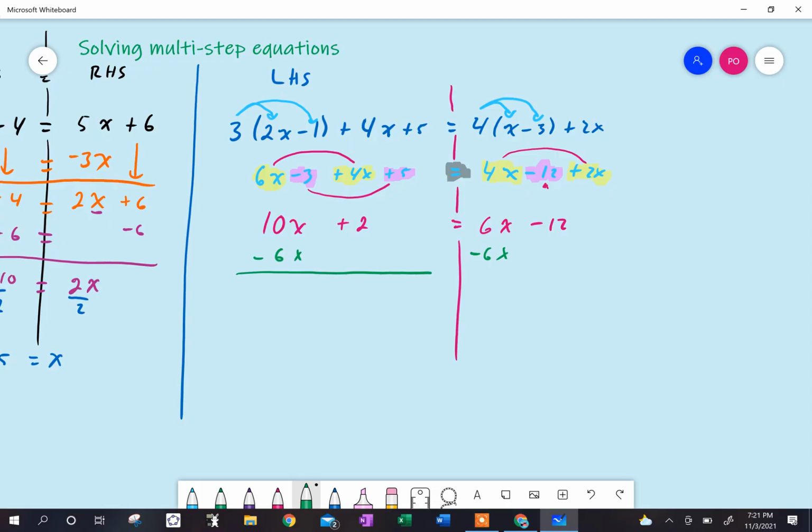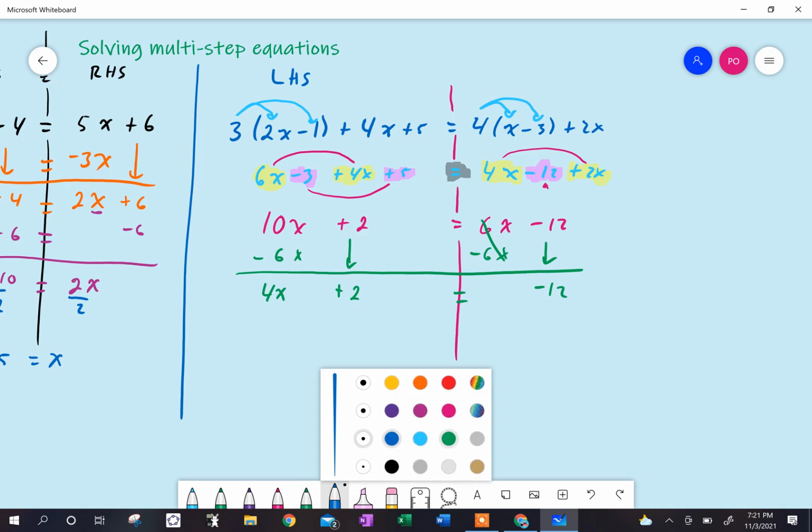You don't have to, by the way. I want to make that perfectly clear. You don't have to. The reason why I do is because 10x minus 6x is a 4x, and if I had subtracted 10x from 6x, I'd get a negative 4x. I'm going to try to keep my variable term positive. I bring down the 2. 6x minus 6x is 0, minus 12. Now, I'm nearly there.